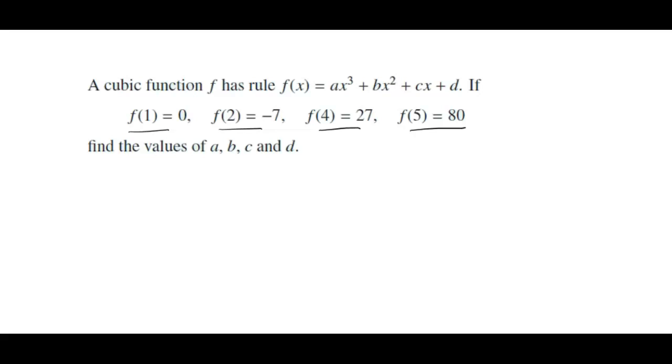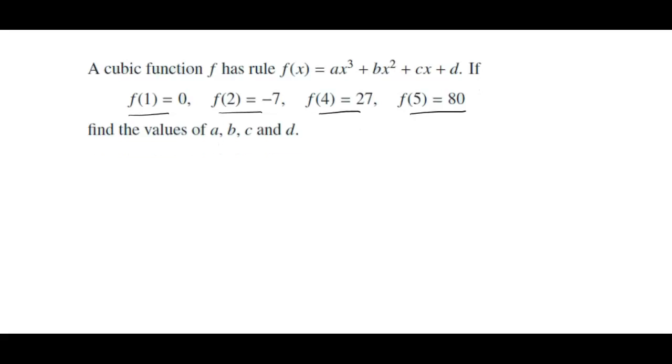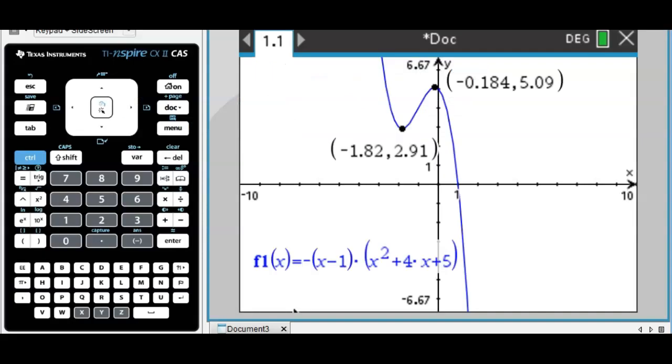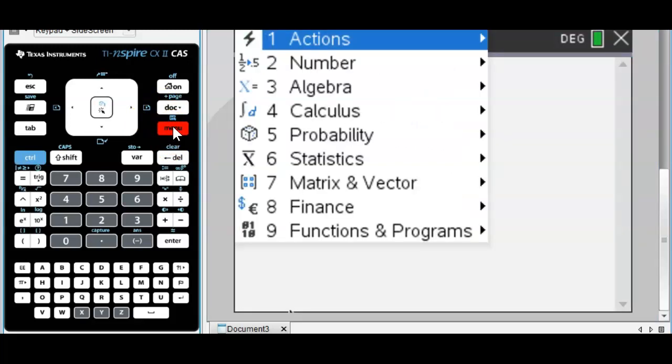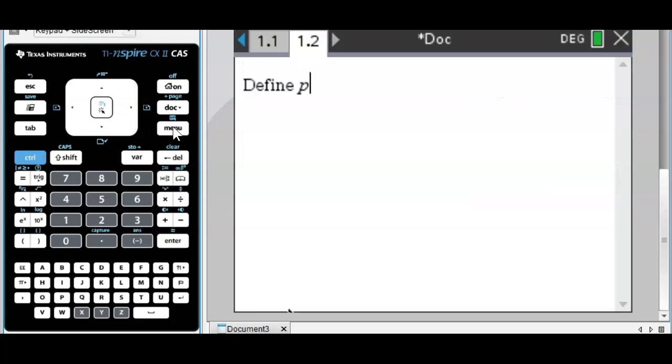So in this particular case, we are going to be using our CAS calculators to solve the problem. We're going to start by opening up a calculator page in the CAS calculator, and I'm going to go into Menu, Actions, Define, and define the polynomial. So a times x to the power of 3 plus b times x to the power of 2 plus c times x plus d. So we've done the first step by defining the polynomial into the calculator.